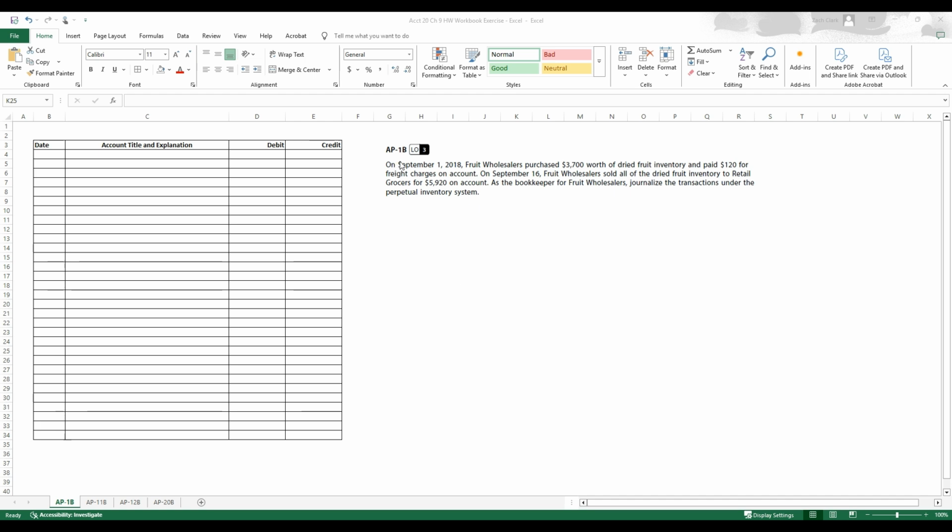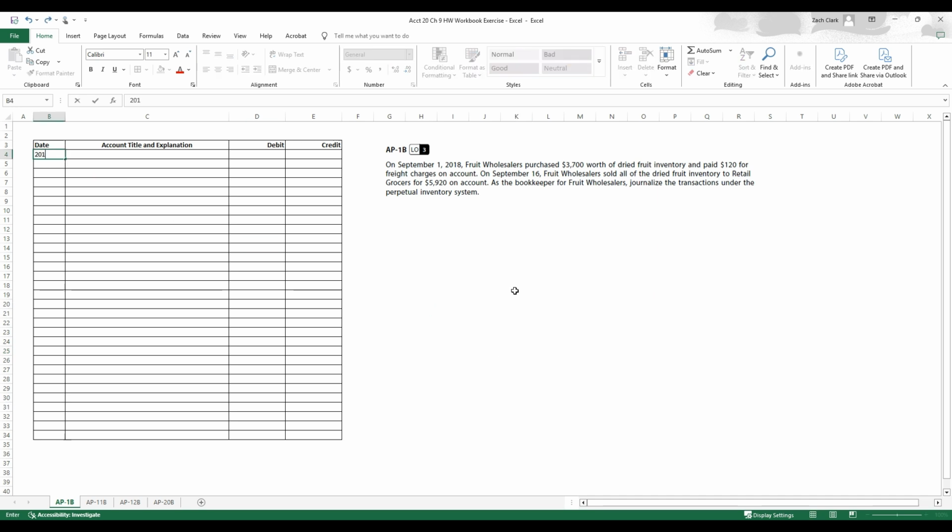Okay, so for problem AP1B, relatively quick problem here. It says on September 1st, 2018, this business, fruit wholesalers, purchased $3,700 worth of dried fruit inventory and paid $120 for freight charges on account. On September 16th, they sold all the inventory to a grocery store for $5,920 on account. And we're the bookkeeper for fruit wholesalers, and we're going to journalize these transactions using the perpetual inventory system here.